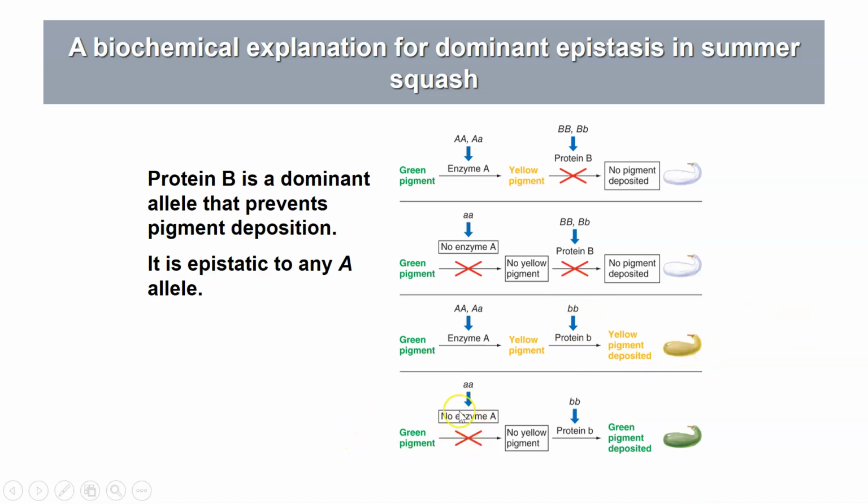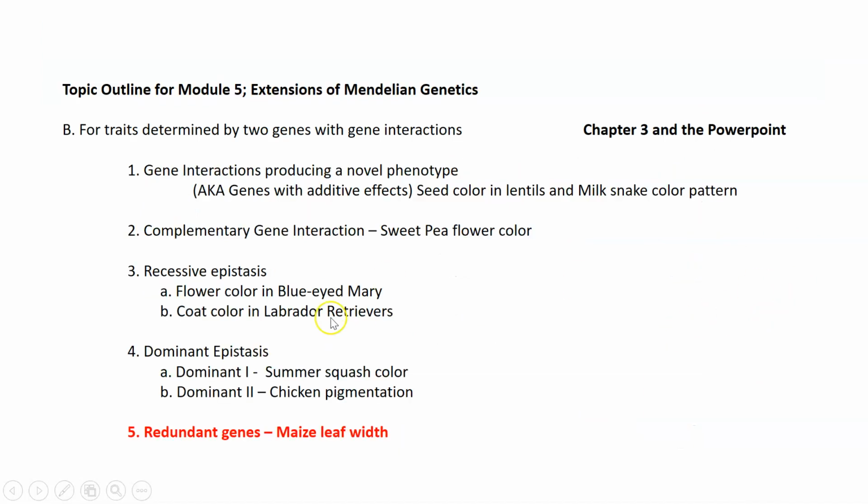If you lack both enzyme A and protein B, the green pigment is present and it will be deposited, and the green squash results. So the altered ratio is due to the interaction of these two genes and their protein products in this particular phenotype. There is an example of dominant epistasis, which produces a different ratio in chicken pigmentation. That's described in the PowerPoint if you're interested.